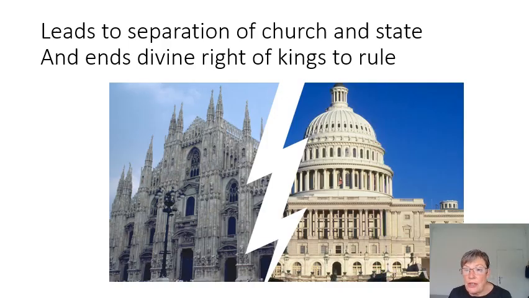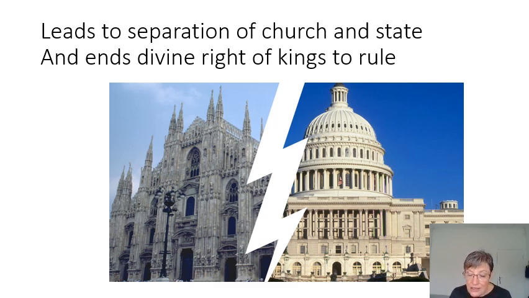So this results in a separation being made between church and state. This is a typical American way of saying it, but it does lead to an idea that the power of the church must be limited to church affairs, and the power of the state must be limited to civil things. So it ends the divine right of kings to rule. So kings can no longer decide for everyone else. Sorry, other way around. The church cannot decide for a state how it should manage its affairs.